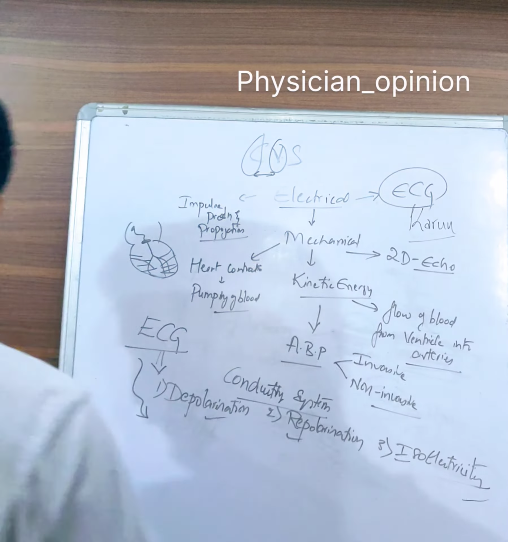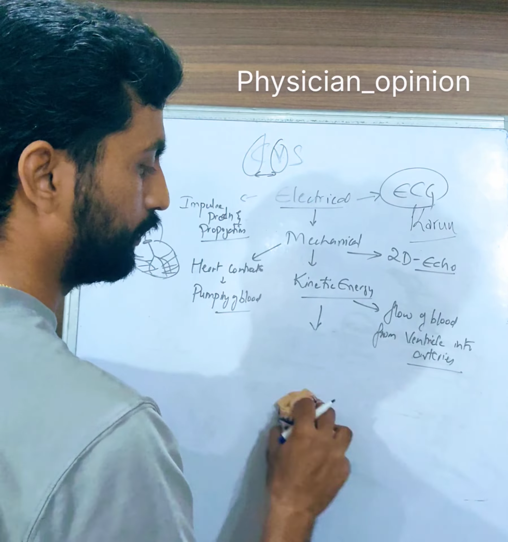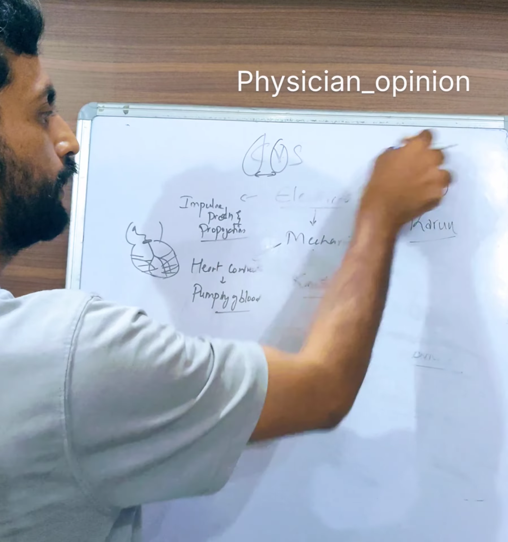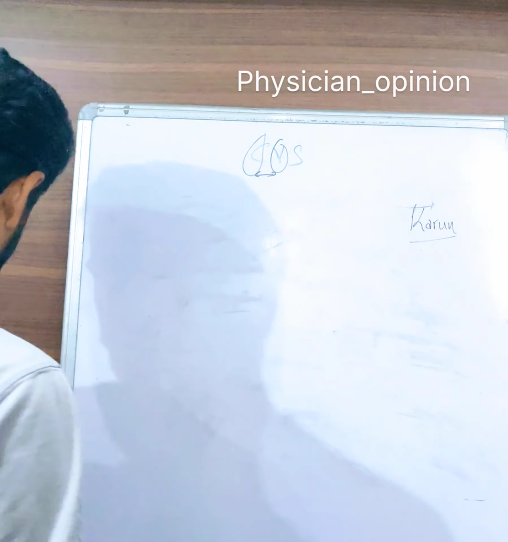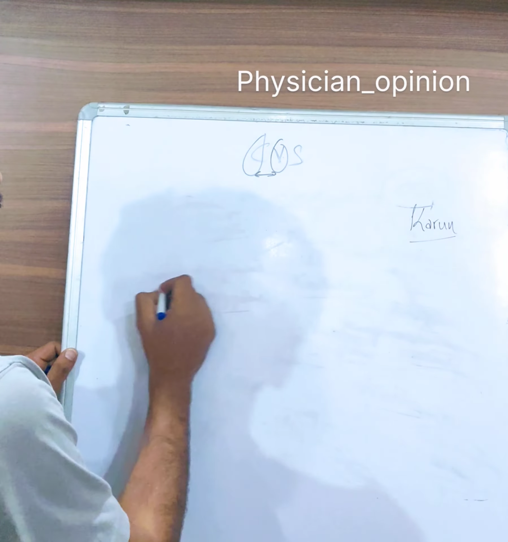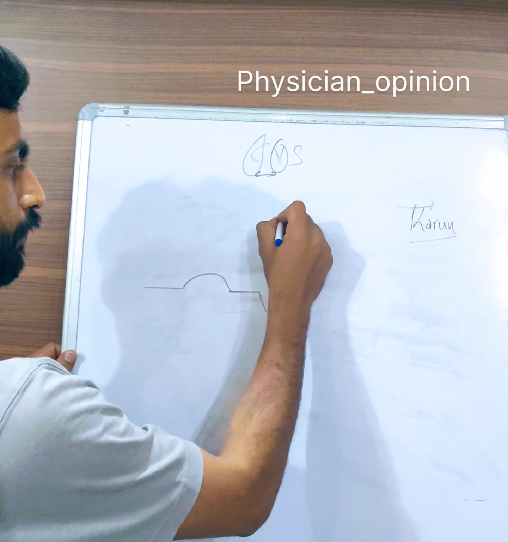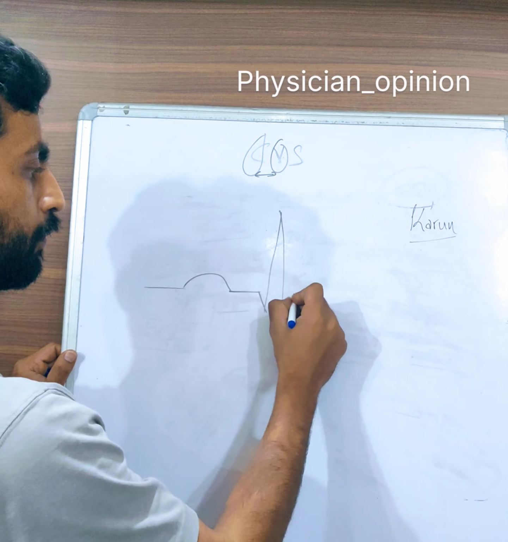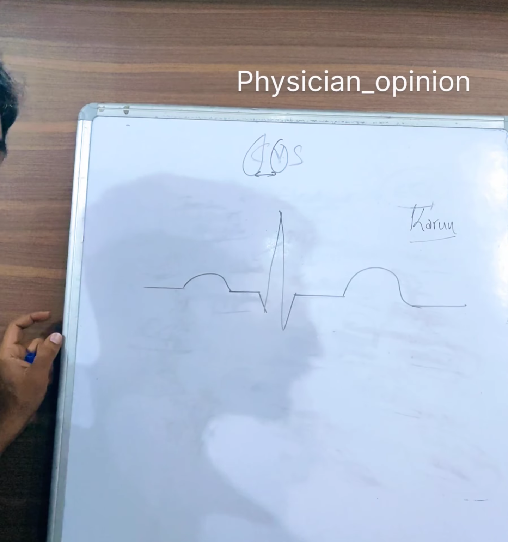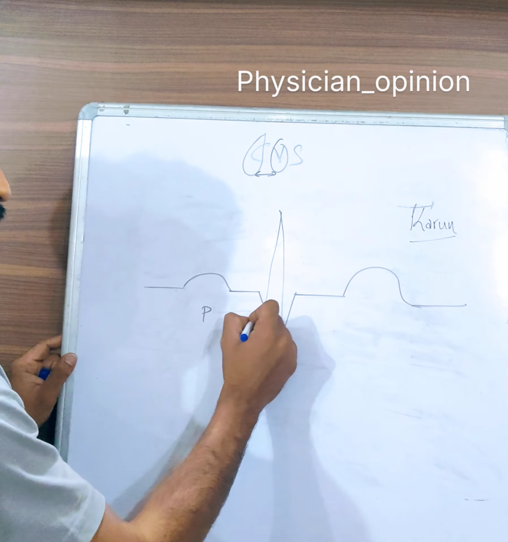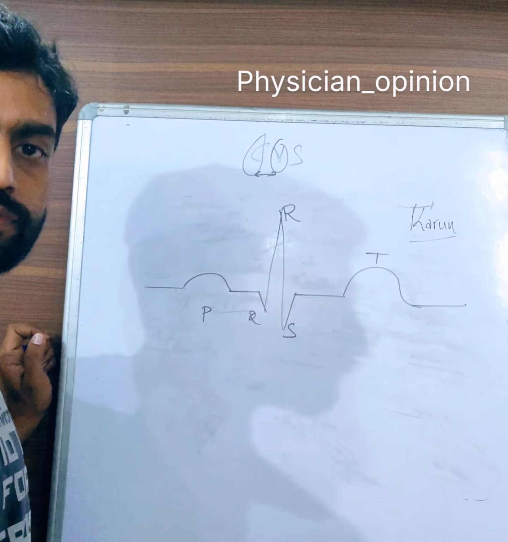Okay. With this, we will see the different waves that are caught on the ECG. When we draw the ECG, we have this. This is the typical ECG that we always study. This is called the P wave, this is the Q wave, this is R, this is S, and this is T.